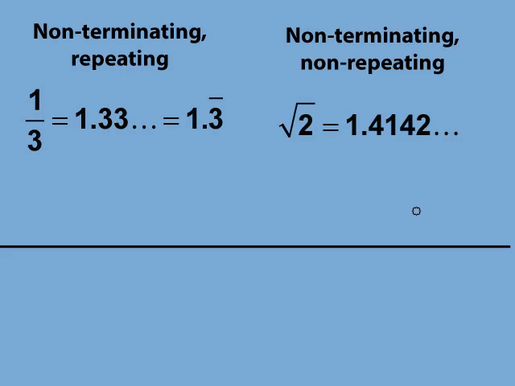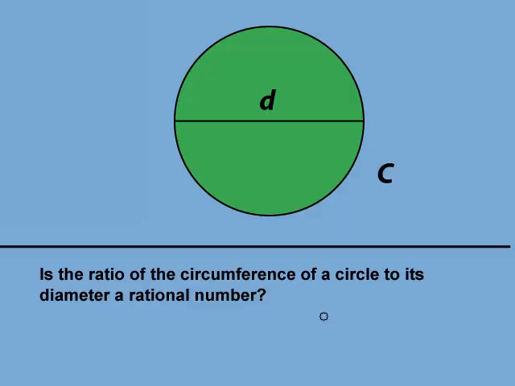Let's look at another example. Is the ratio of the circumference of a circle to its diameter a rational number? Not all ratios are rational numbers, as this example will show. Here we have the ratio of the circumference of a circle, c, over the diameter of a circle, d. Are there any cases where there would be an integer in the numerator and one in the denominator?